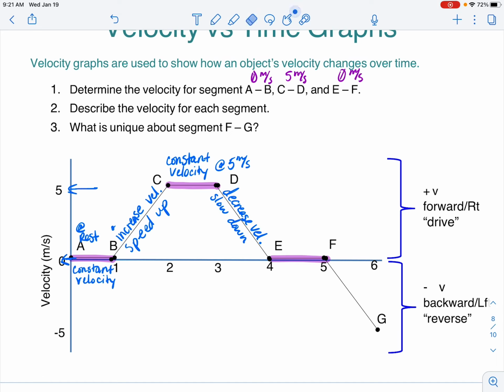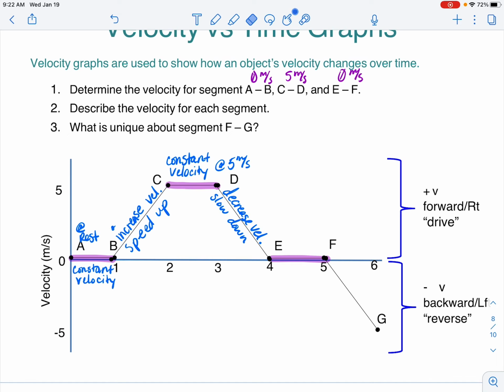Now, this one is tricky for students sometimes because they want to say something about it being negative. Again, we are evaluating the y-axis, not the slope. So I still have positive numbers. I am still moving in the positive direction. In fact, everything that we've done so far has been in the positive direction. I am simply slowing down at this point.